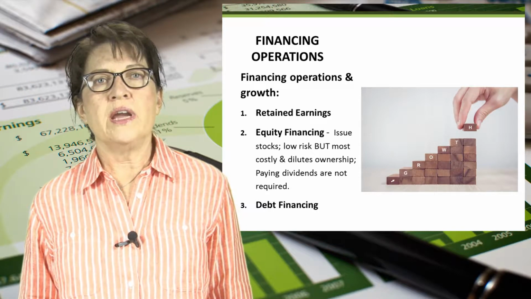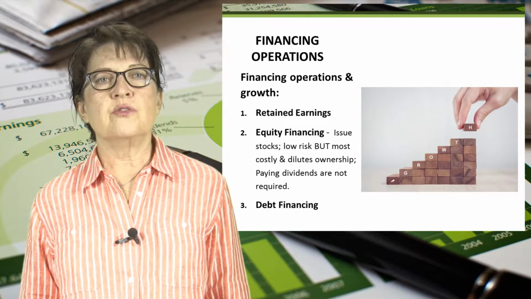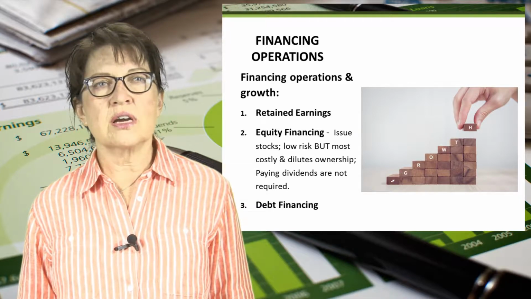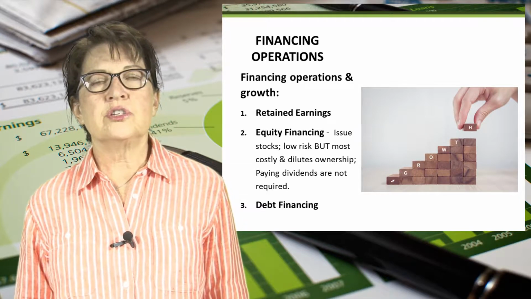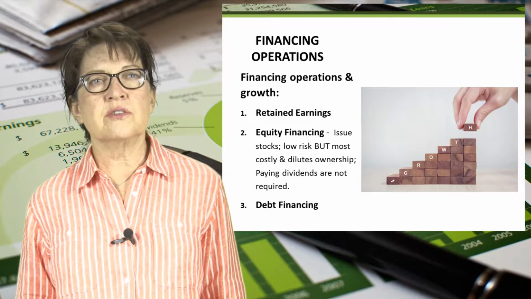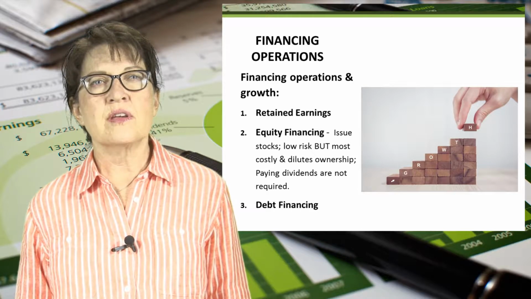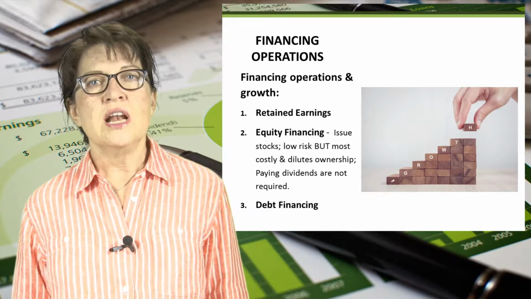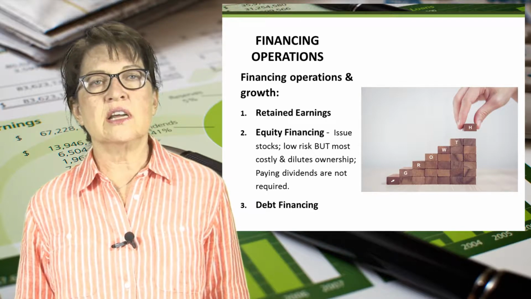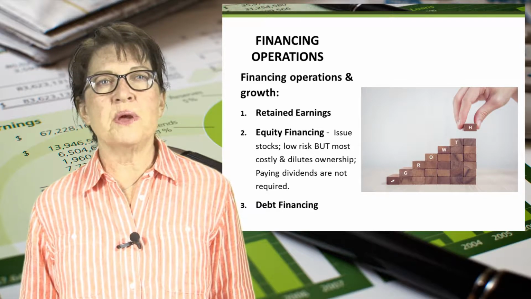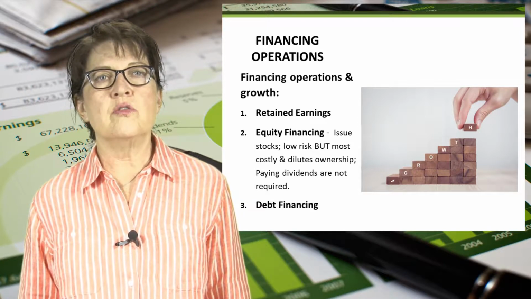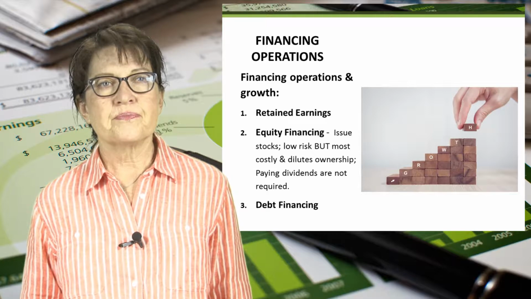A more common way to finance business growth is through equity financing. This is done through the issuance of stocks. This approach is usually low risk since there is no requirement to pay dividends, but this is often the costliest of the approaches as dividends are not tax deductible nor are they an expense. An additional downside is that it dilutes the ownership in the business.